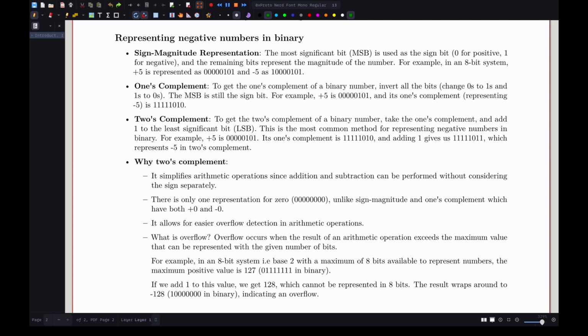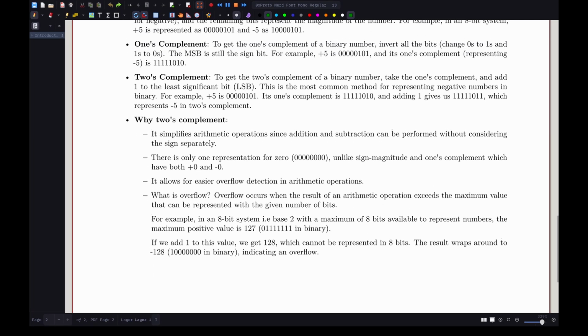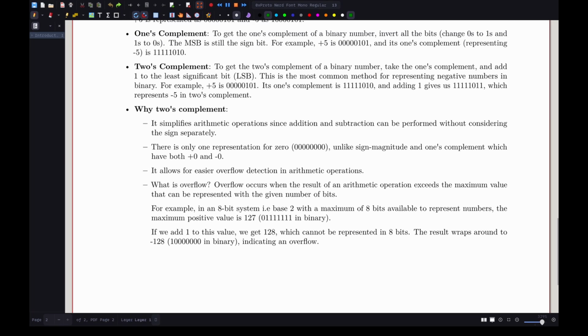And 2's complement is very similar to 1's complement. You just take the 1's complement and add 1 to it. Right. Why? This has a few advantages over just using plain 1's complement or sign magnitude for that matter. One, it simplifies arithmetic operations, because you don't have to deal with the MSB. You don't have to see if a number is positive or negative. You can just use the same addition algorithm for both positive and negative numbers and it will just work.